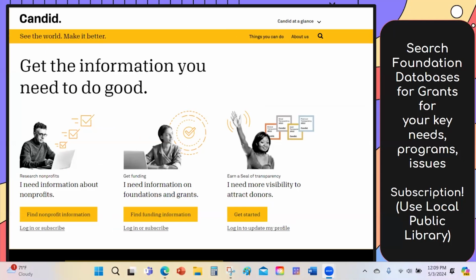It is quite expensive for a small nonprofit. However, most local libraries have a subscription. Most universities have a subscription and most local libraries. So I do believe here in Central Arkansas, CALS has a subscription to this, and so does UA Little Rock and University of Central Arkansas. So a lot of the big schools have subscriptions.